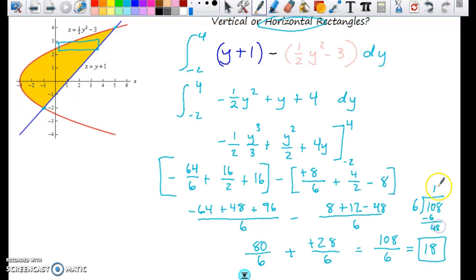6 times 8 is 48. There you go, 18. So the area that I've encompassed in the gold there is 18. Now, if you didn't follow my steps, I'm just going to go through them one more time.